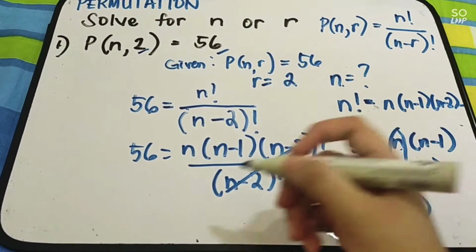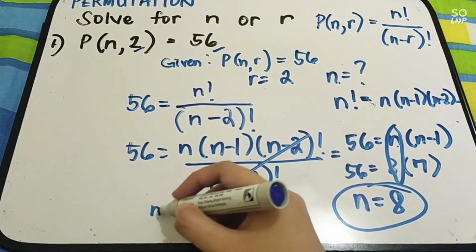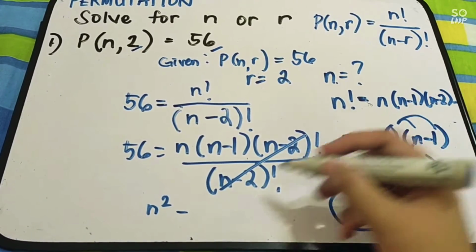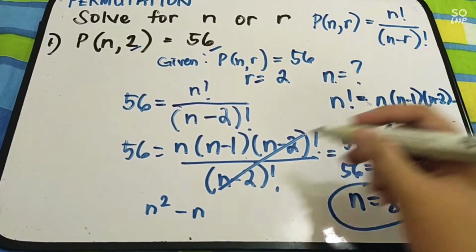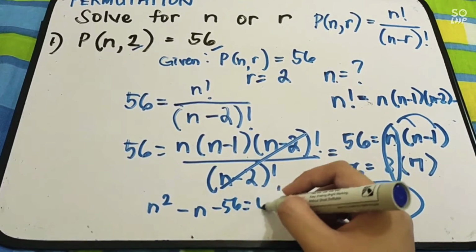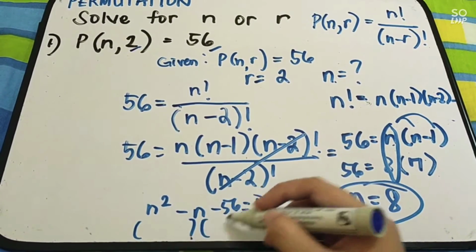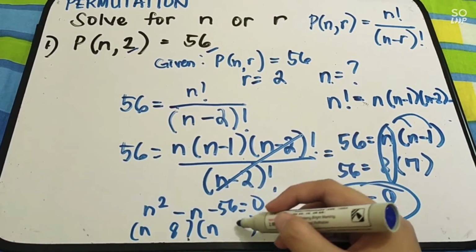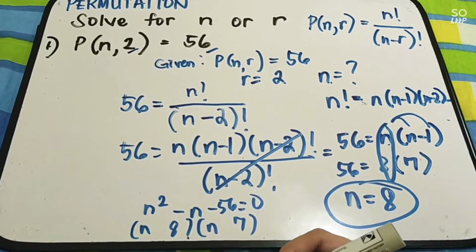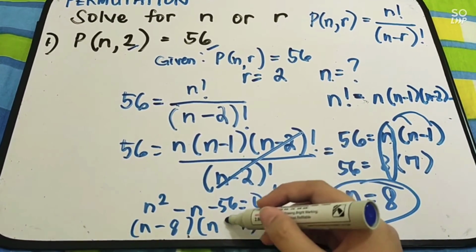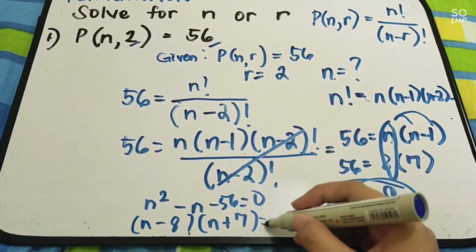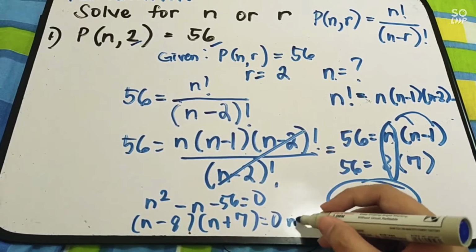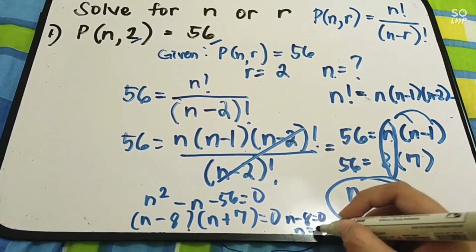So you can create a quadratic. Look at the quadratic. You will have n squared, n times n here, then minus n, then just transpose, that is negative 56 equals 0. Then we have n, trial and error. What are those numbers? We have 8 and 7. Which one is negative? The negative there is 8. This one becomes positive. So it is equal to 0. Then solve this. So n minus 8 is equal to 0, n is equal to positive 8.